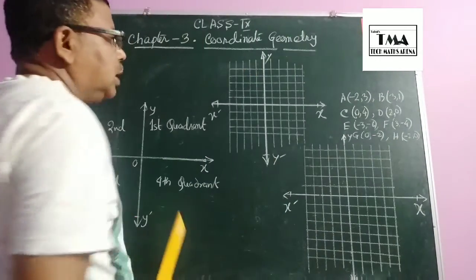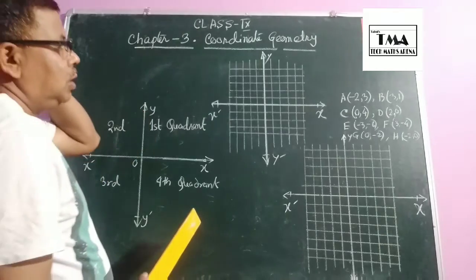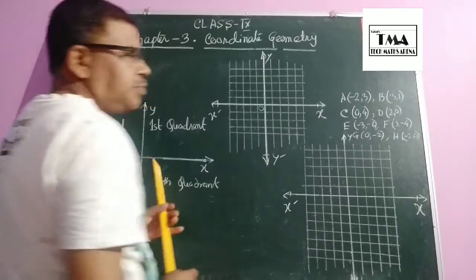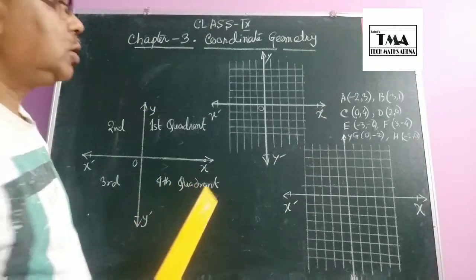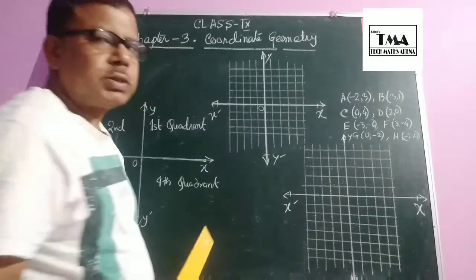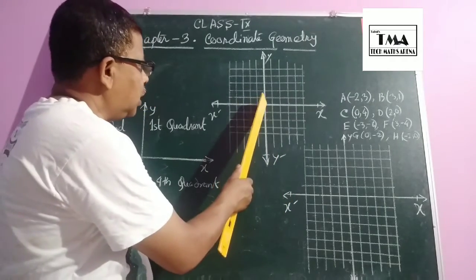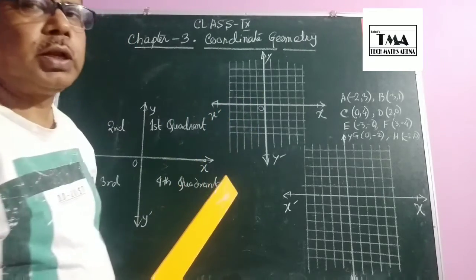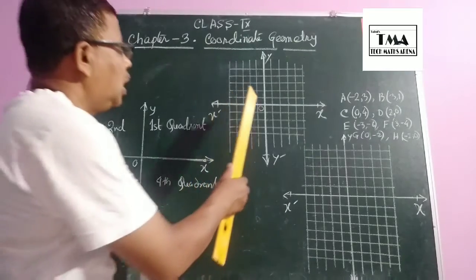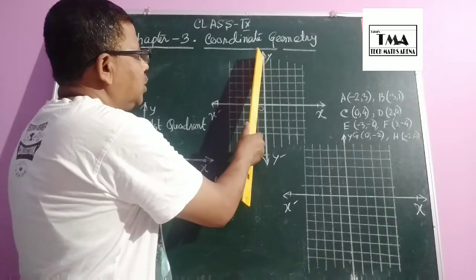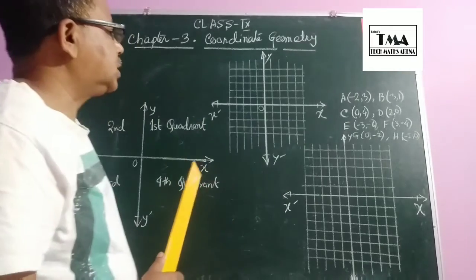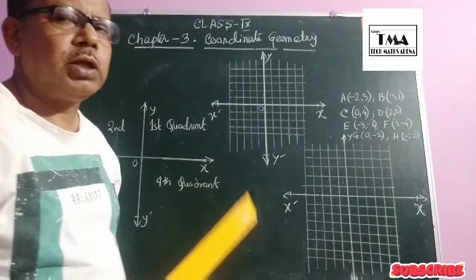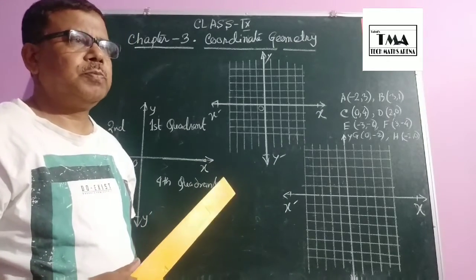Generally, this part OX is called the positive x-axis, and this part OX' is called the negative x-axis, and this part OY is the positive y-axis, and this part OY' is generally called the negative y-axis.